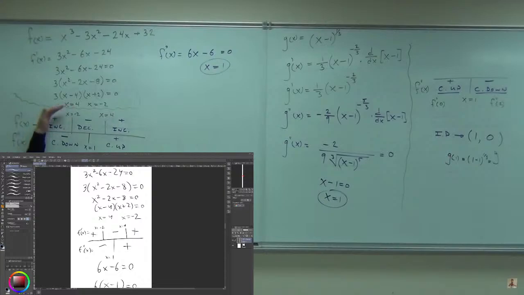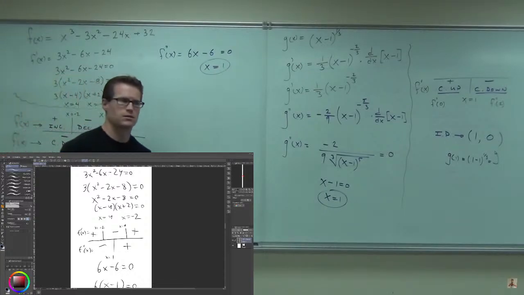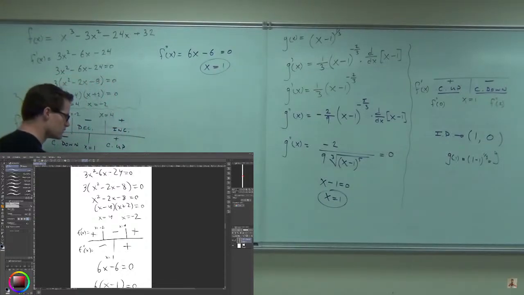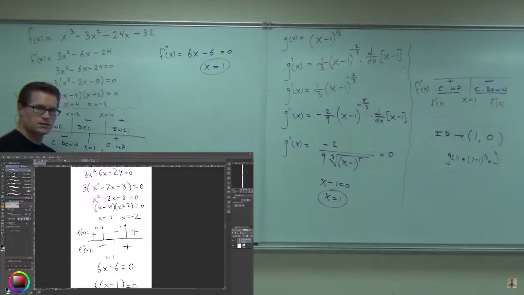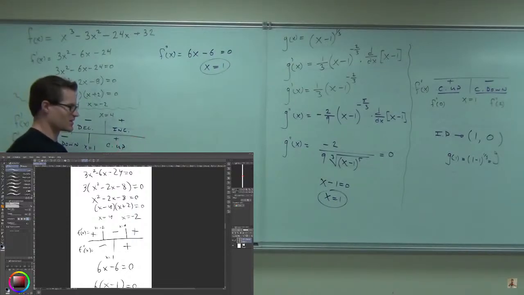We said the max was at -2 something, the minimum was at 4 something, and the inflection point was at 1 something. Does anyone have the -2 yet? 50? Double check on that, 50? I got 60. I can math. Well, it's 10, right? I mean, who cares?